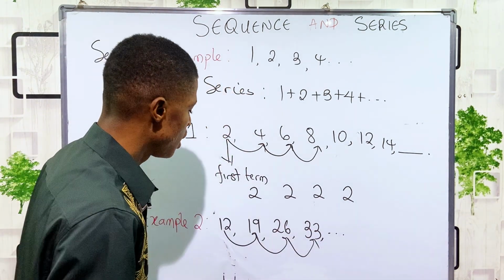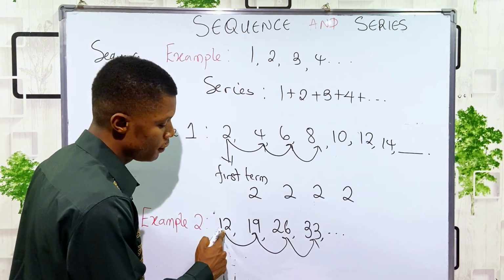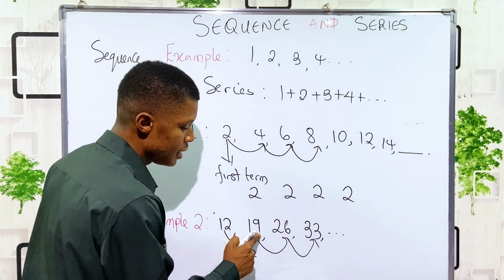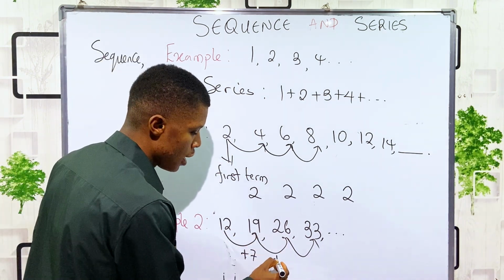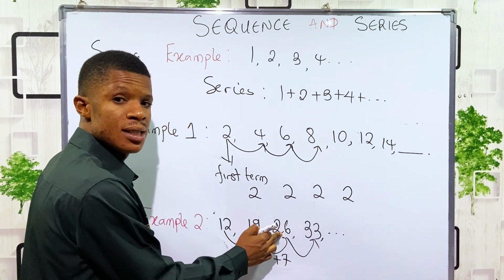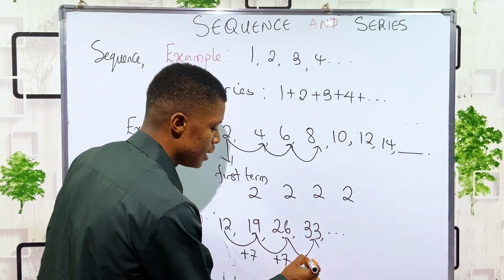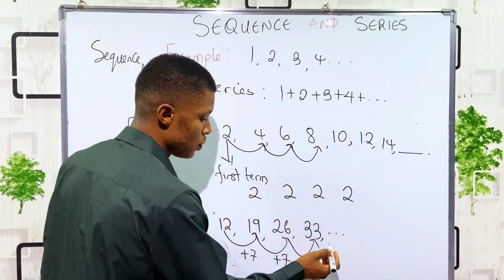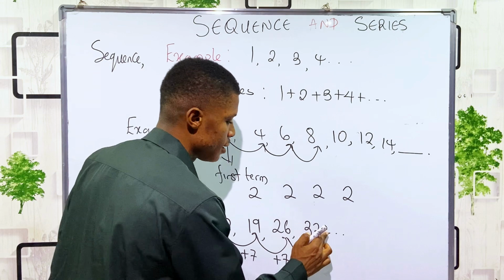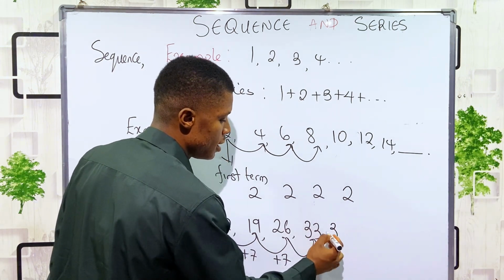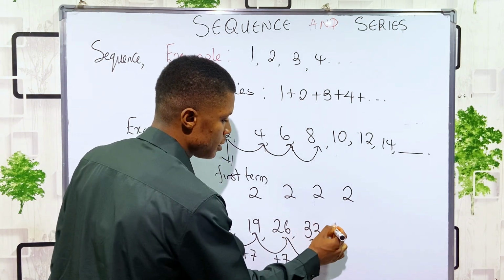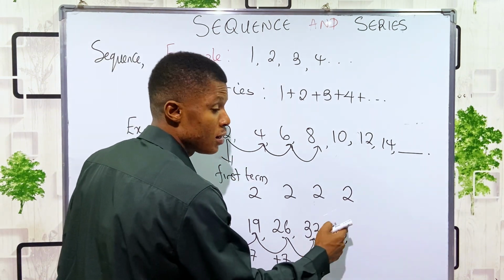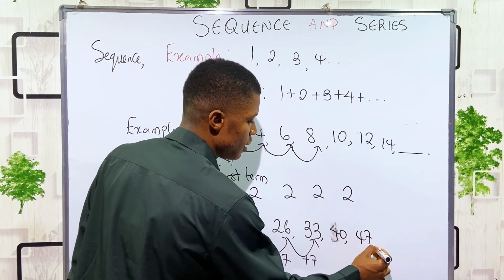As follows, you can see well that from 12, for you to get 19, they added 7. And from 19, for you to get to 26, you added 7. And from 26, for you to get 33, you have to add 7. So to suggest the next term in this progression, you have to add 7 to 33, suggesting that the next term will be 40, because 7 plus 33 is 40. And the next term will be 40 plus 7, which will give you 47, and so on.